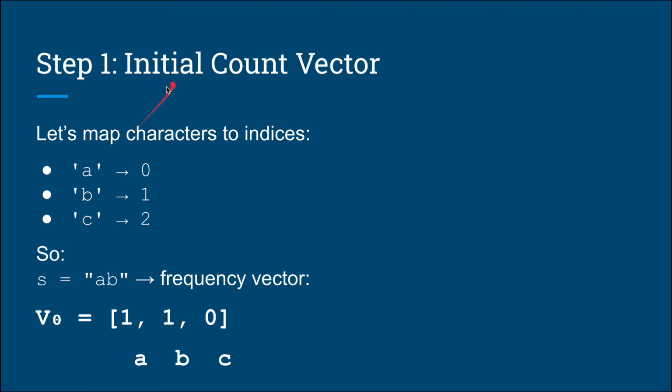So let's suppose we take step 1, where we take an initial count vector, right? And how are we going to map it to the indices? We'll say a is 0, b is 1 and c is 2. So after checking the frequency vector, what will we get? 1 1 0 means 1 for a, 1 for b and 0 for c, right? This way we will create our count vector and we can represent it like this.